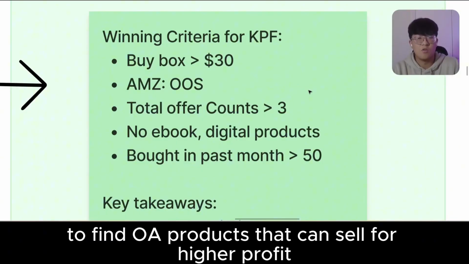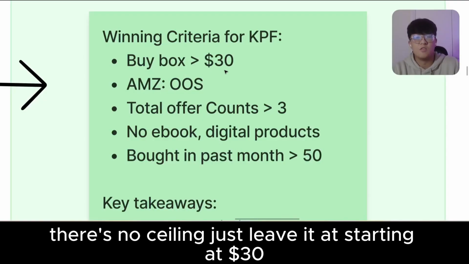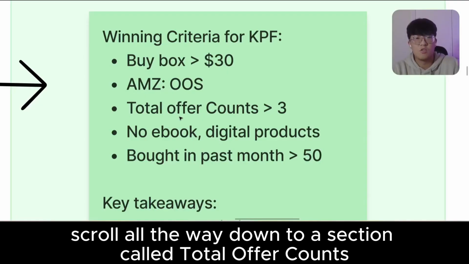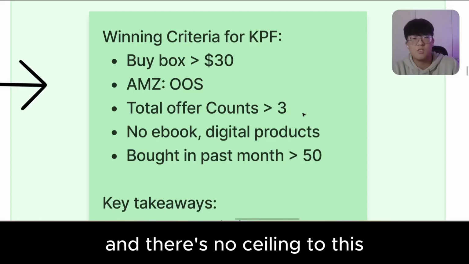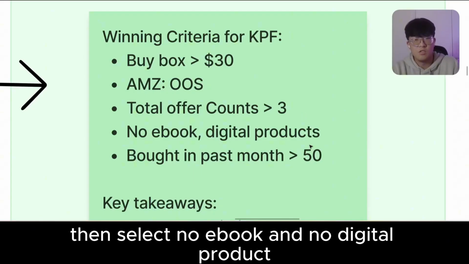Next up, this is exactly what you should put into your Keepa Product Finder in the parameters to find OA products that can sell for higher profit. First one is the buy box starting at $30. There's no ceiling, just leave it at starting at $30. Then click Amazon is out of stock. And after you select it, scroll all the way down to a section called total offer counts and set the starting point of total offer count to 3. And there's no ceiling to this, so the end range, you leave it empty. Then select no ebook and no digital product.